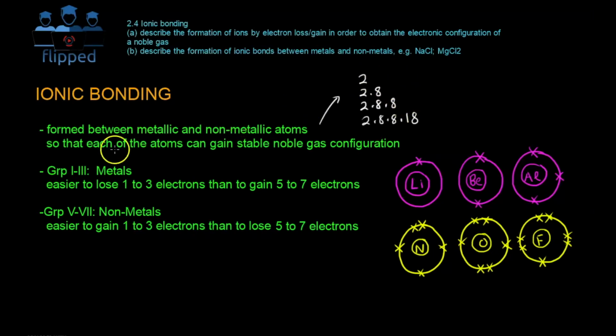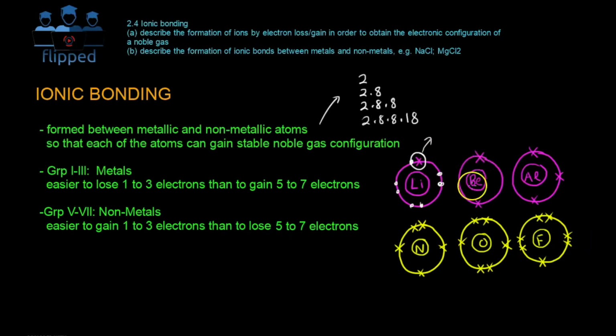How it's done is basically this: for group 1 to group 3 metals, it's easier for them to lose 1 to 3 electrons rather than to gain 5 to 7 electrons. What do I mean? In the case of lithium, there's 1 valence electron. It doesn't make sense for it to gain 7 electrons, because that will take too much energy. Instead, it prefers to lose this electron and give it to others. Later we will see how the transfer works. But in this case, it makes more sense for lithium to donate this 1 electron than to gain 7 more electrons.